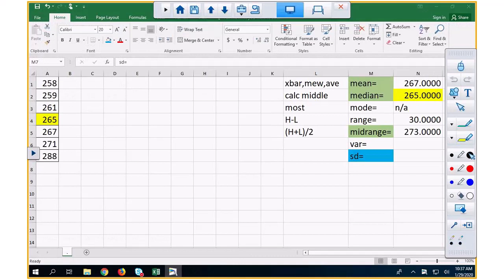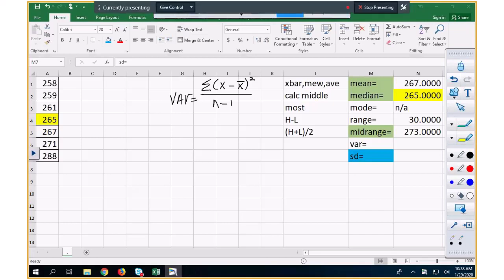There we go. The formula for the variance is equal to the summation of x minus x bar quantity squared over n minus 1. Write that down, because you need to read the formula when you need to know what to do. From here on out, if you ask me how I got that number, I'm going to say, what does the formula say? You've got to read it.